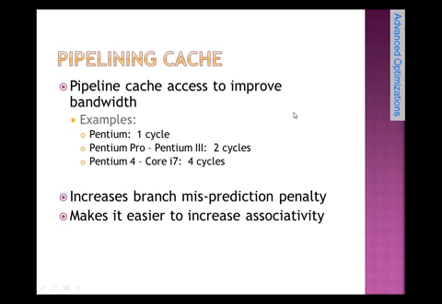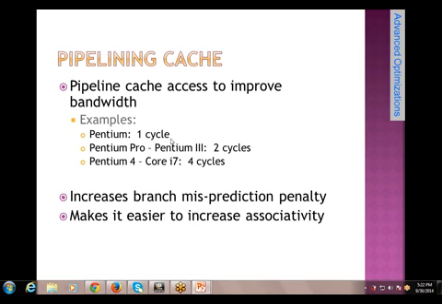This is your pipelining cache. That is, what is the pipelining cache? That is, pipeline cache access to improve the bandwidth. As I told you, pipelining means more than one task at the same time. So pipelining cache means using two caches at the same time to improve the bandwidth. That is, two cache memories are used by the CPU to fetch the data, so that the speed will be increased, and the CPU can fetch the data and perform the operations efficiently and effectively.